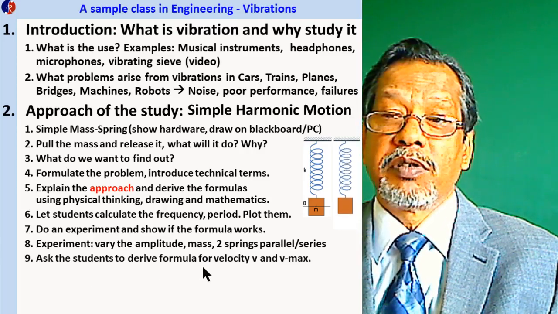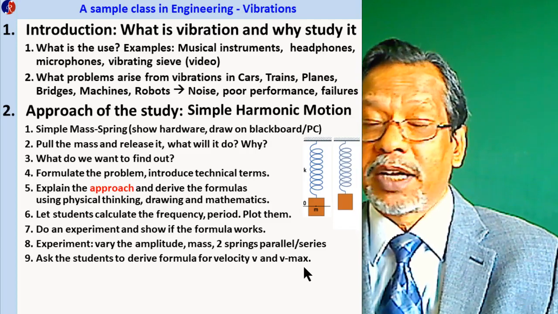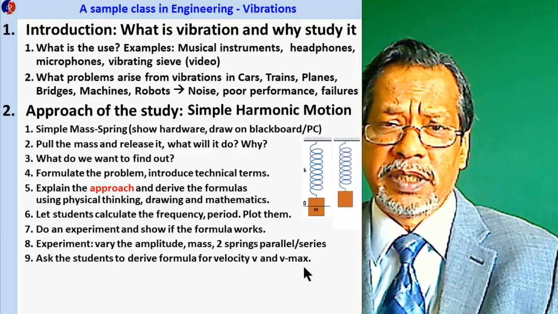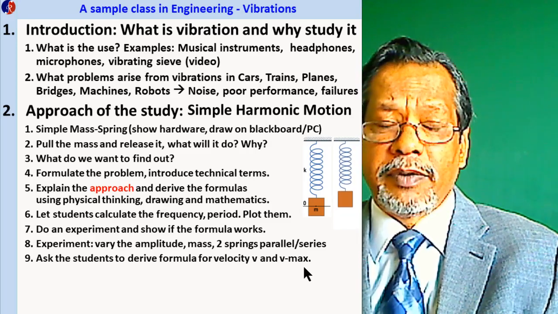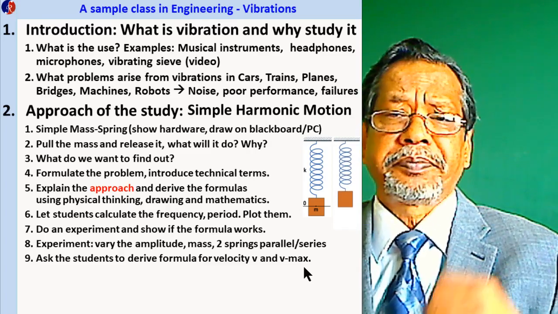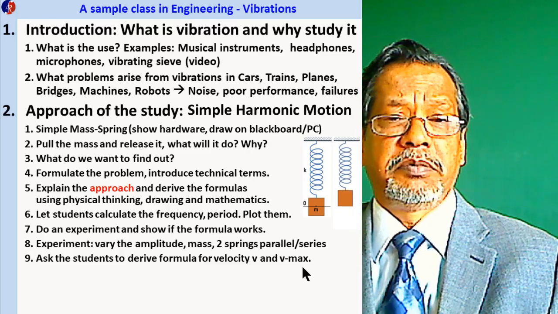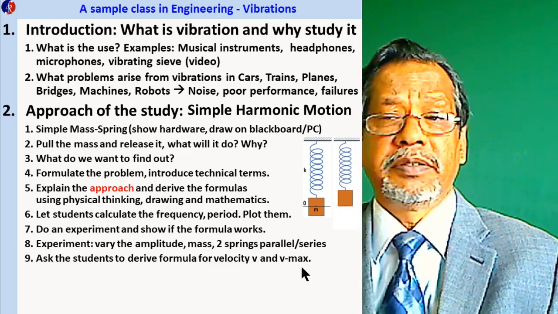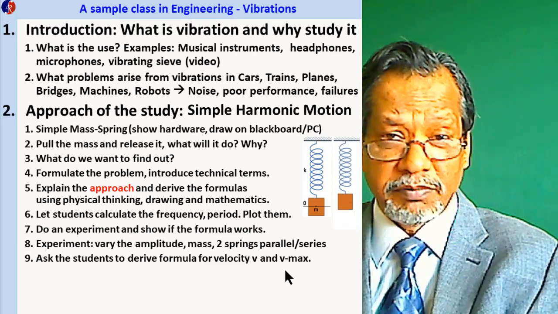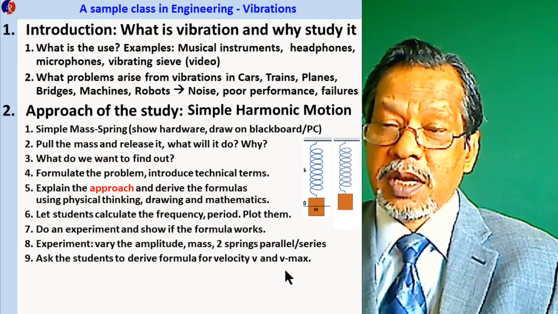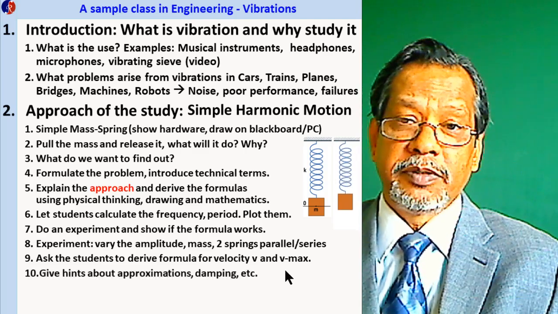Ask the students to derive the formula for velocity and Vmax. Don't do all the details of everything for them. Derive the formula, for example, for position. So how are you going to find the velocity from there? They should be able to tell. Take the first derivative, let them do it. Let them derive the formula, okay? And then find out the maximum value possible for that.